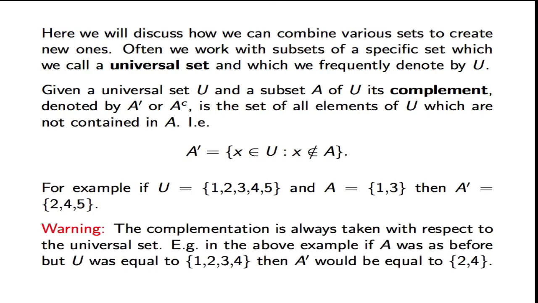As a warning, this complementation is always taken with respect to a universal set. In the above example, if A was as before but the universal set changed to the set containing 1, 2, 3, and 4, then the complement of A will now be the set containing 2 and 4, and it wouldn't contain 5, because now the universal set doesn't contain 5.